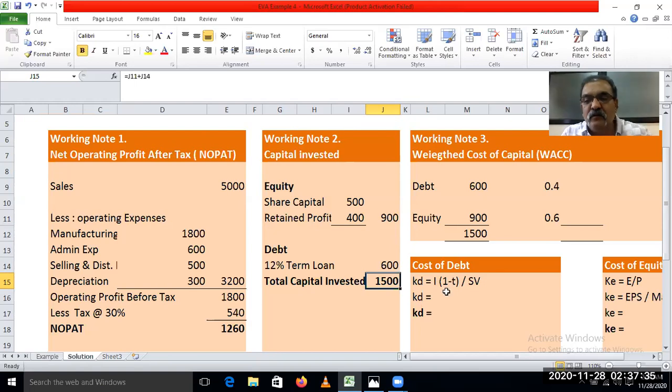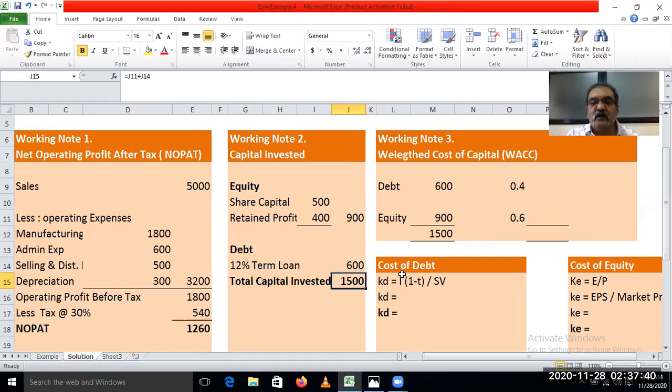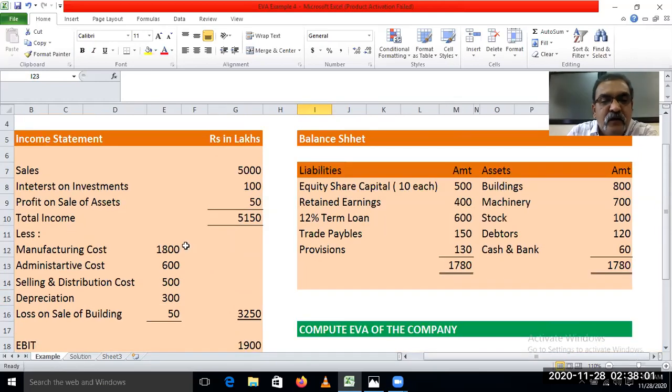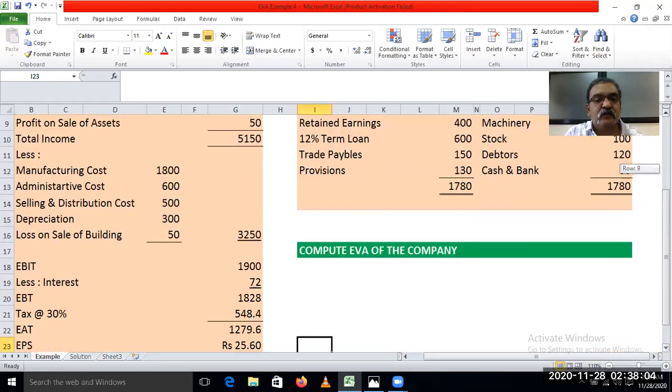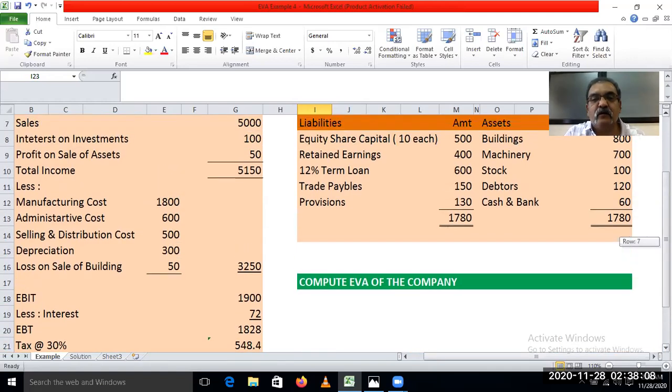Now here, check out, two small working notes are prepared. The first one is cost of debt. The formula is I(1 minus T) upon SV. I means interest, T stands for tax rate, divided by SV, the sale value of that debt. Check out, the interest amount is given in the income statement: less interest 72.